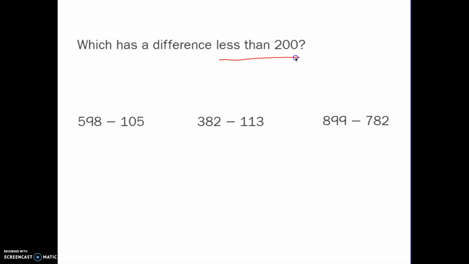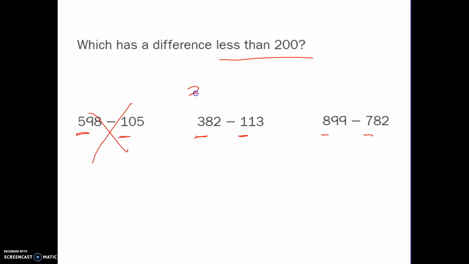Which one has a difference of less than 200? Well, when I look here, I have a 5 in the hundreds place and a 1 in the hundreds place. 500 minus 100 is 400. So this one's about 400. Well, that's not less than 200, so I know I can eliminate that one right away. I've got 300 minus 100. Well, that's 200 if I'm just working on the numbers in the hundreds place, so that's an option. When I go over here, I've got an 8 in the hundreds place and a 7 in the hundreds place. And I know that 800 minus 700, well, that's 100. So again, this could be an option, but I'm going to check it to verify.